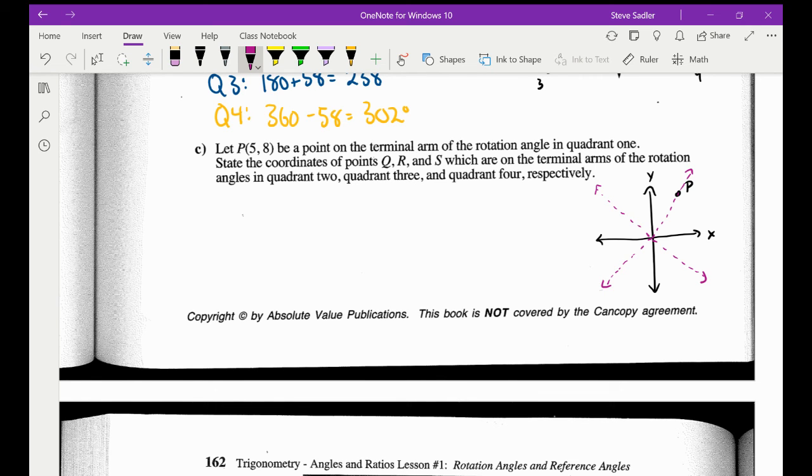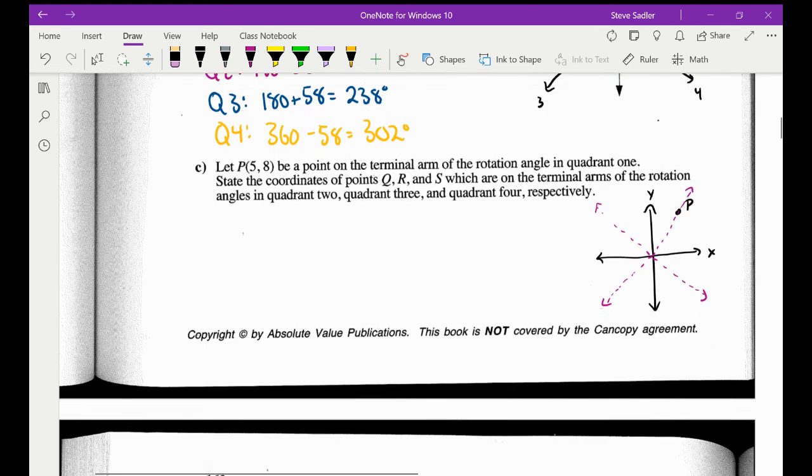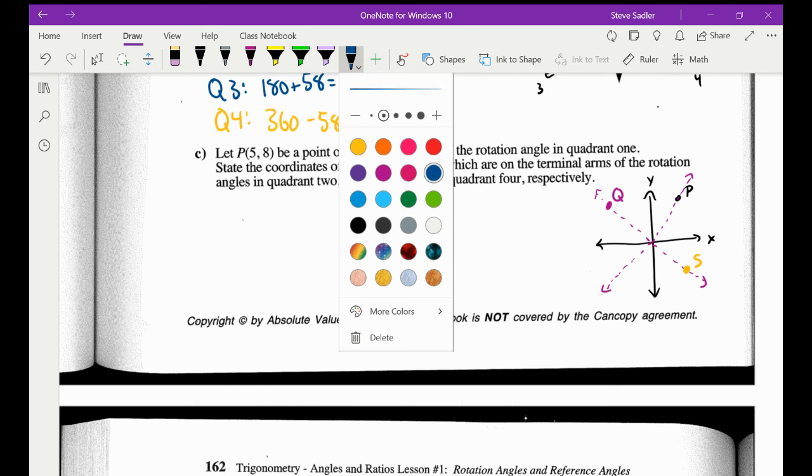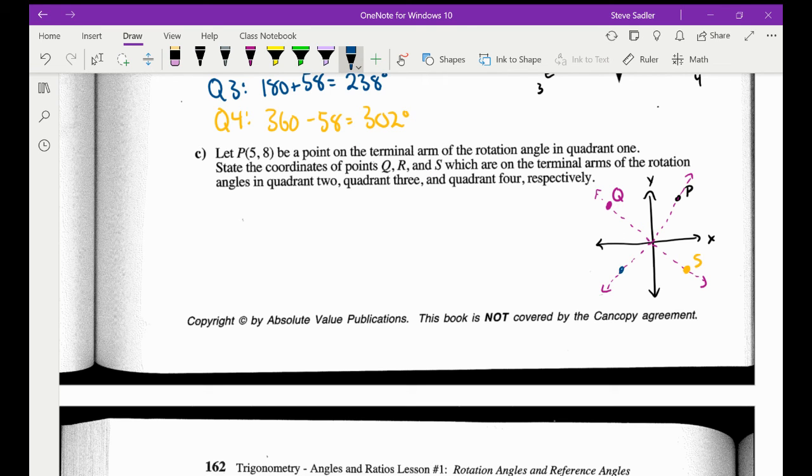Okay, so because there's some symmetry, we might as well use the same colors. What color do we use for that? Q will be here. S is going to be over here. And R will be right there. So this one is (5, 8).